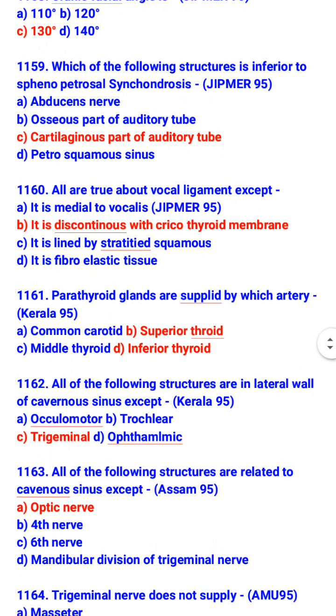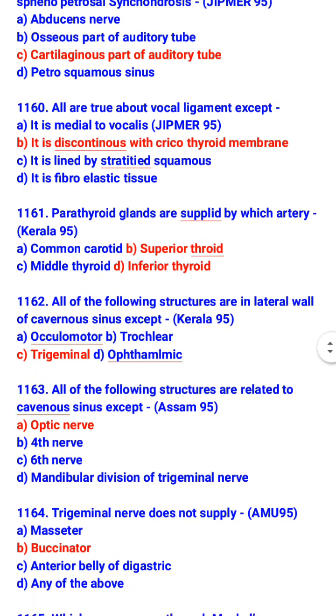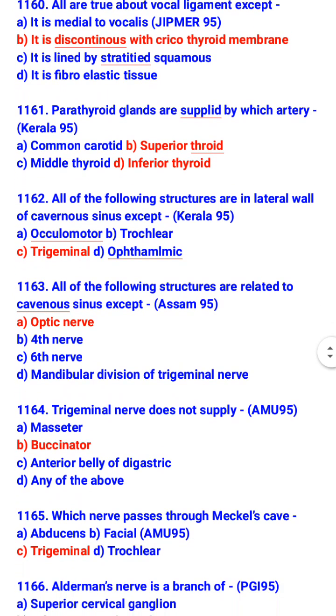Parathyroid gland are supplied by which artery? Superior thyroid and inferior thyroid. All of the following structures are in lateral wall of cavernous sinus except trigeminal. So which structures are there in lateral wall of cavernous sinus? Oculomotor, trochlear, and ophthalmic. All of the following structures are related to cavernous sinus except optic nerve.